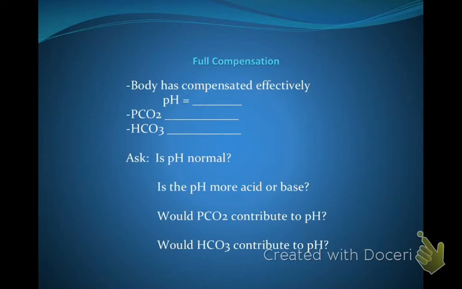When we have full compensation, the pH is normal, but the CO2 and the bicarb are out of range. And this is because the body's done its job. The pH becomes normal because the CO2 and HCO3 are balancing each other out. They're going to kind of opposite ends. So again, we're going to ask, is the pH normal? Is the pH more acidic or base? And which one is contributing to it, the CO2 or the bicarb?